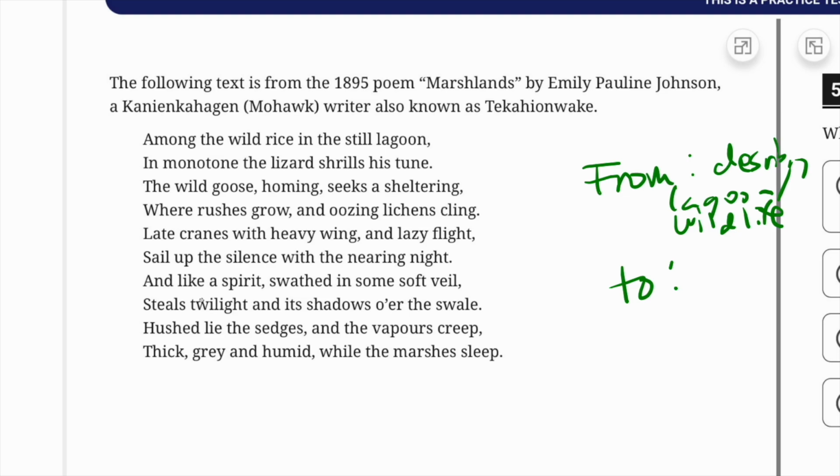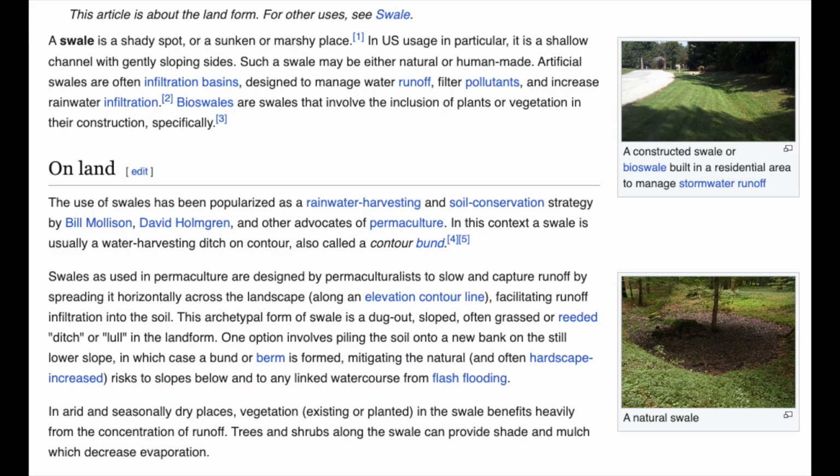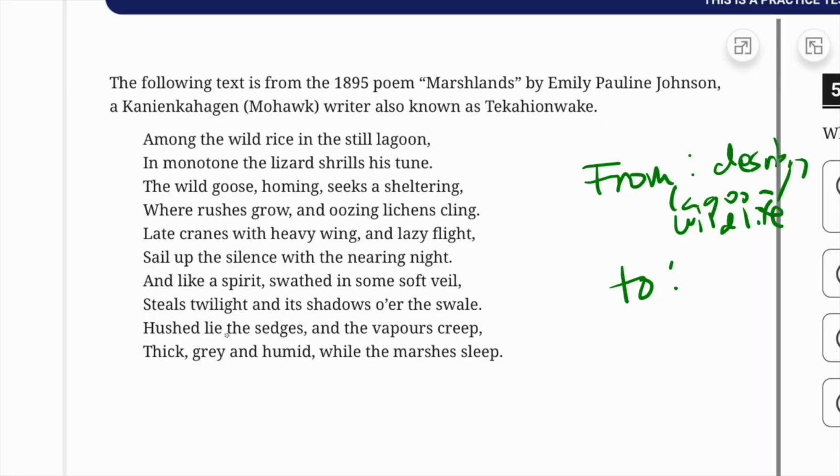The night steals twilight and its shadows over the swale. Not sure what a swale is, but it's probably some aspect of this physical landscape, the lagoon. Hushed lie the sedges and the vapors creep, thick, gray, and humid while the marshes sleep.